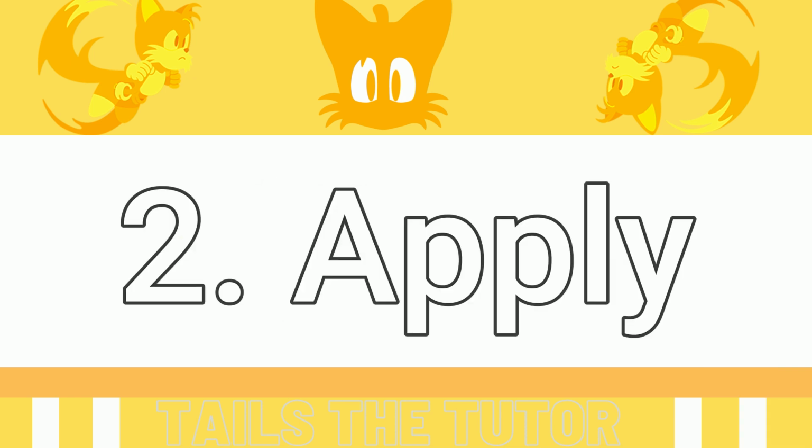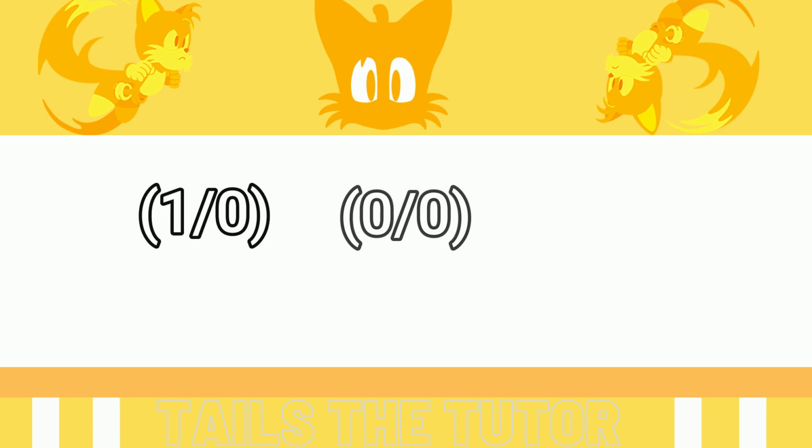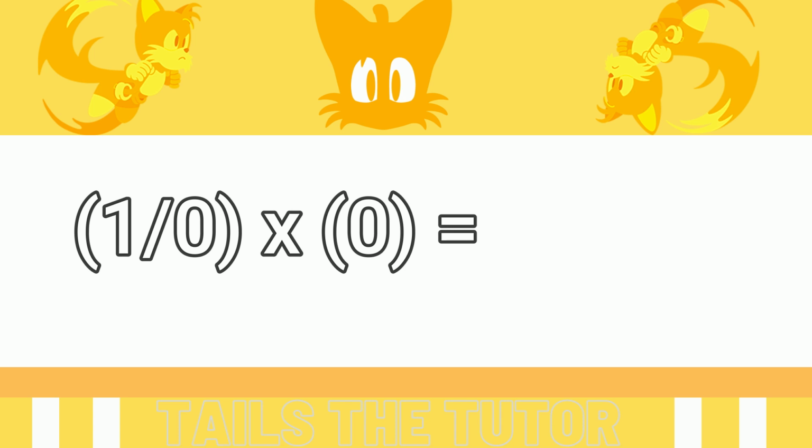The apply method. So let's say a number dividing by 0 is not undefined, and are real numbers. Okay, if we have an expression of 1 divided by 0 times 0, then the product would be 0 because anything times 0 is 0. God damn, I just said a lot of zeros in that sentence.